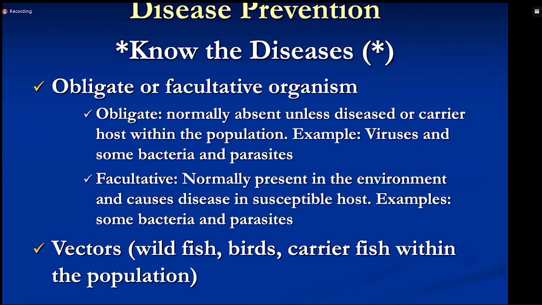The other branch of these organisms that we look at are what we consider the facultative. And by far, this is probably one of the larger groups that we tend to see a lot of problems with, especially whenever we have animals that are stressed and we're not taking care of them very well, because these are organisms that are present in the environment and can cause disease in a susceptible host. We have certain bacteria and certain parasites that are in every freshwater system around the world, regardless of water temperatures. It can be anywhere. An example of this would be a bacteria called Aeromonas hydrophila. They're present worldwide.